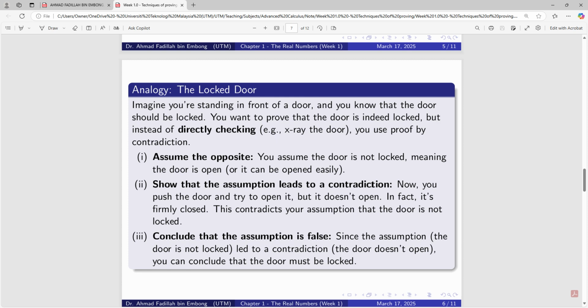So I repeat again, your early assumption, because on the first step you assume that the door is not locked, right? So when you try to open the door, it is firmly closed. So therefore your assumption leads to a contradiction. This contradiction happens because of your assumption here, your assumption that the door is not locked. So therefore you can conclude that the door must be locked.